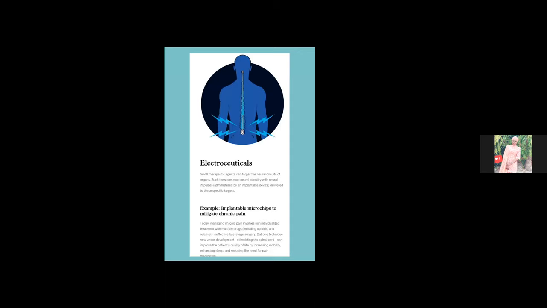Electroceuticals is the next on my list. These are therapies that map neural circuitry organs administered by an implantable device delivered to specific targets. There are electrodes for biological interfaces. This is an interaction that exists in all implantable bioelectronic systems, exchanging electrical signal with human body, such as implants restoring hearing for people who suffered from profound hearing loss, or deep brain stimulation.